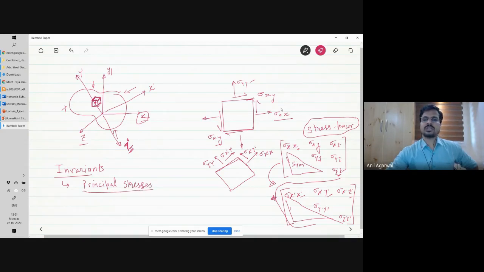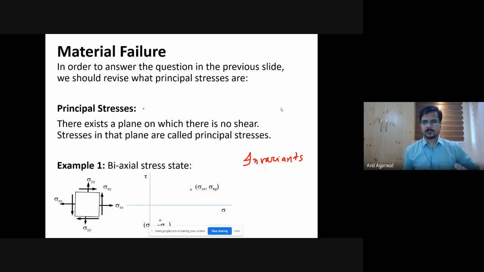Even maximum shear stress, that is also one invariant. Okay. So why is principal stress an invariant? We will look at more circles. I hope even if it is not 100% clear, maybe when I explain the principal stress, it will be clearer. But I mean, you must know principal stresses already.